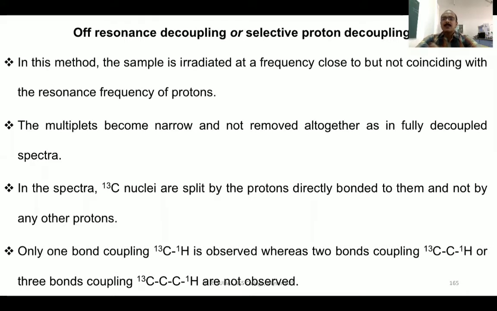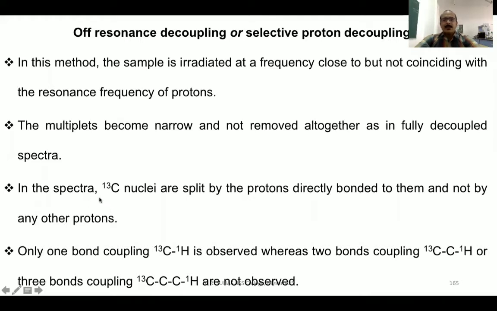So what happens? Instead of coupling with the neighbors, it will couple with the attached carbon, thus eliminating the complication of the spectra. Here, the multiplets become narrow and are not removed altogether, as in the case of fully decoupled spectra. In fully decoupled spectra, all the protons are eliminated simultaneously. So that results in the formation of only singlets in the C13 NMR spectrum. Whereas in this case, we see many multiplets but not singlets, and those multiplets can be easily compared with the particular carbon present in the molecule.